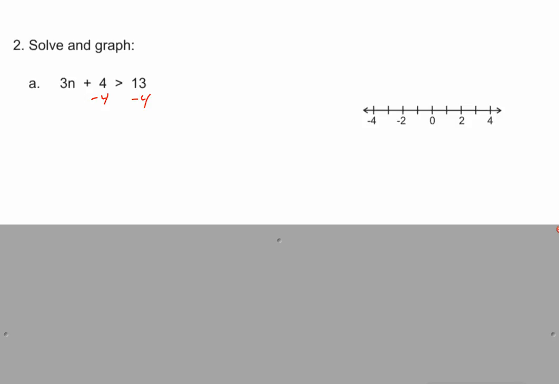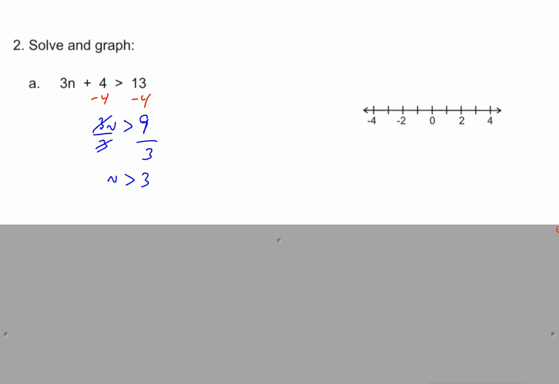Then our next step, we still have the 3n on the left, greater than 13 minus 4, which we all know is 9. All right, and then we're going to divide both sides by 3, so we can move that 3. Divide both sides by 3, and so we end up with n greater than 3.